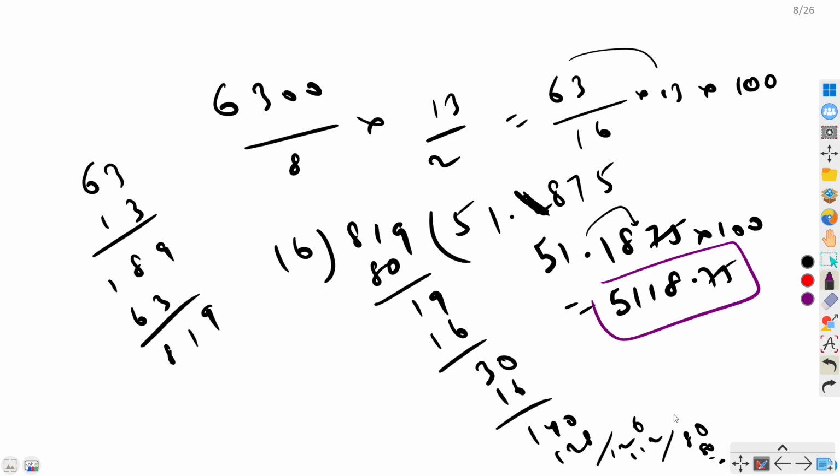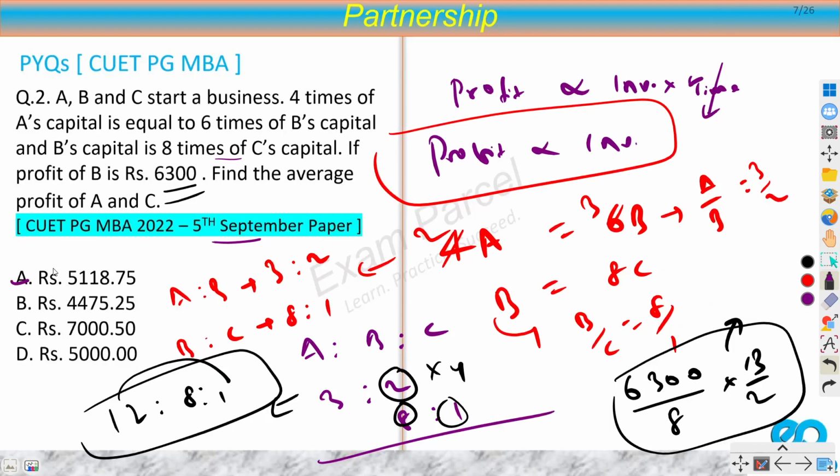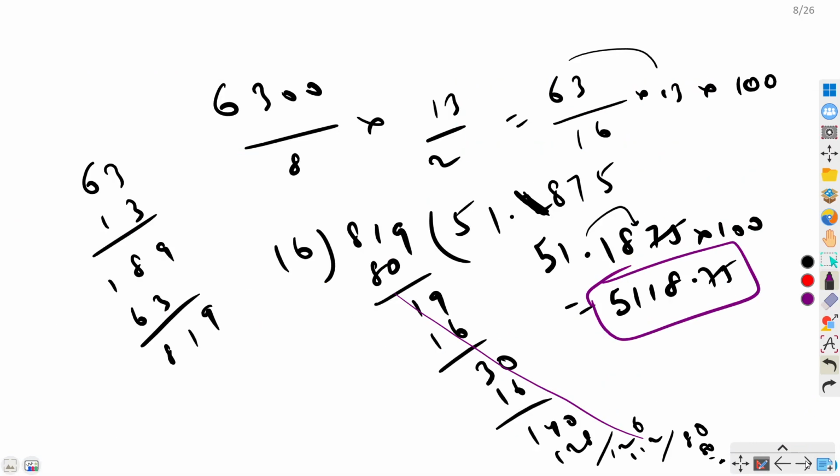So this division you can do here. Maybe it is not clear to you, but this is basic division, right? That's why I'm not taking much interest here. So you can do this calculation. So 5118.75. I think we have option A. Slightly, this calculation was long, otherwise it was a very easy question, right? Maybe they didn't choose neat and clean data. They just put some random values. That's why this calculation came out slightly tricky.